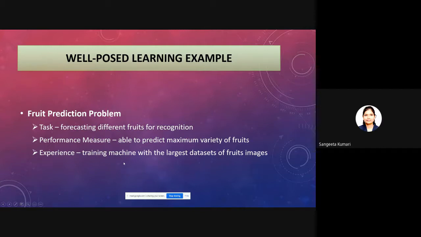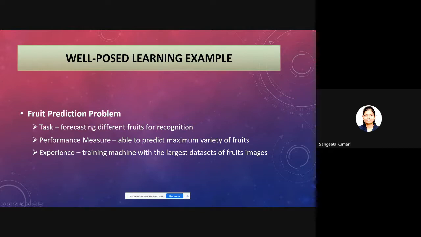So experience is like, you need to have large fruit images in various conditions. It could be lighting situations, it could be different sizes of apples, right? Even what if the apple is not properly ripened, right? In the initial stage, how that fruit is looking. So you need to have that database.